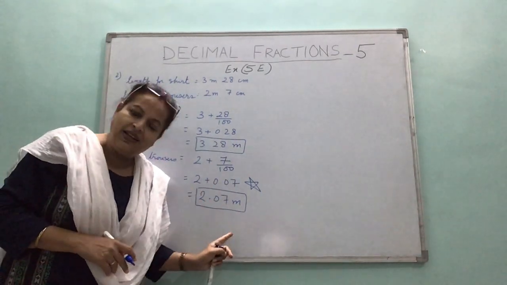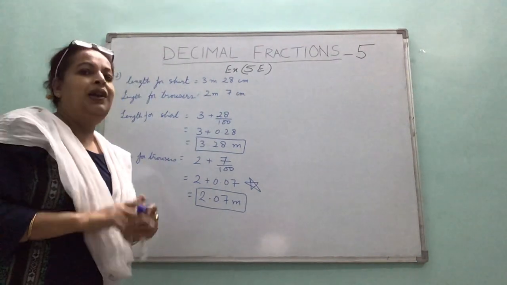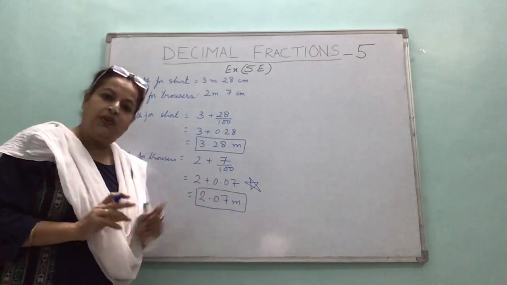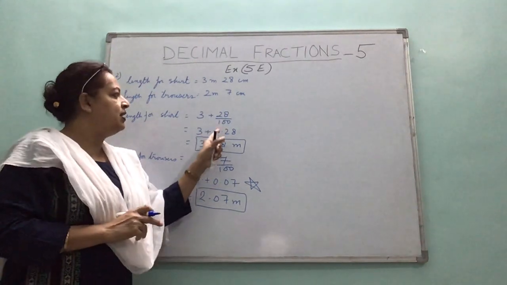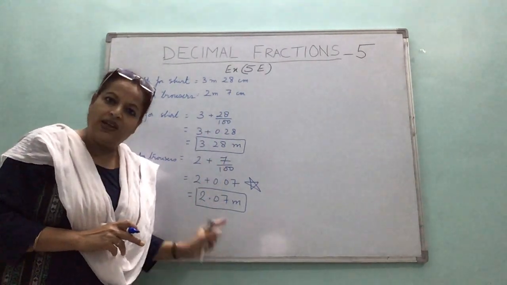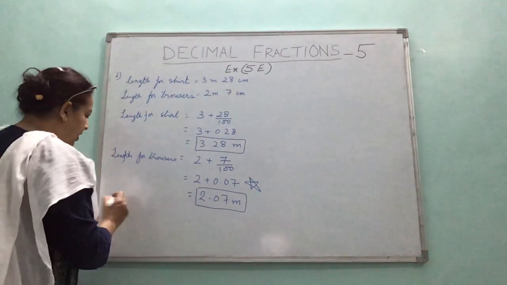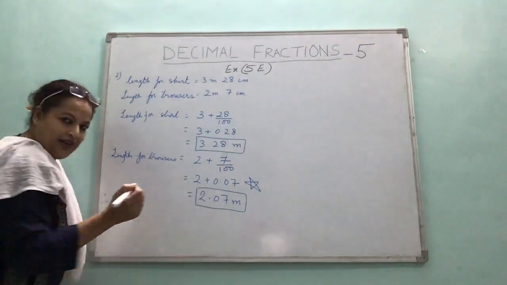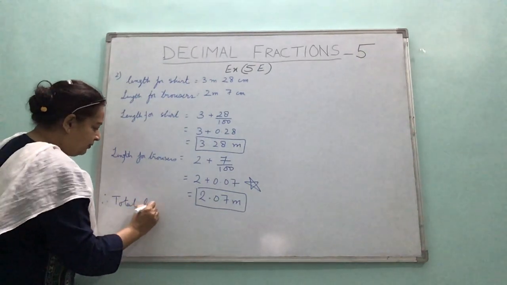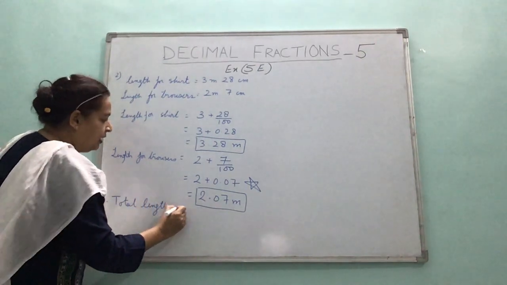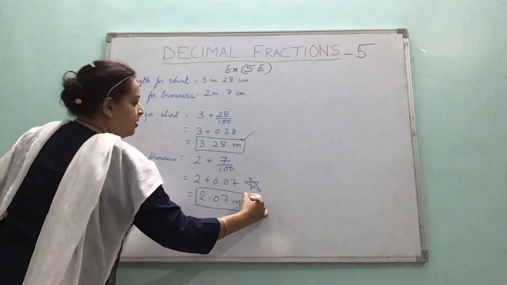So that is what I have done in steps so that things are clear to you. When you are very used to it, then you may do it directly, but in the beginning, children, do not do directly, always show how you have got the decimal value. Then final answer is not difficult, it's very easy. Total length, therefore total length is, I will be adding these two values, right?